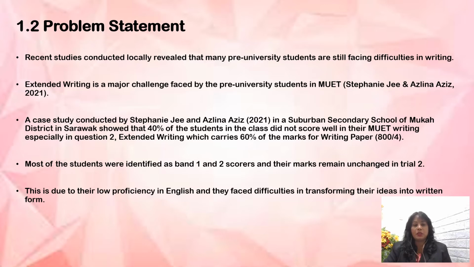A case study conducted by Stephanie G. and Azlina Aziz in a suburban secondary school of Muka district in Sarawak showed that 40% of the students in the class did not score well in their MUET writing, especially in question 2, extended writing, which carries 60% of the marks for the writing paper. Most of the students were identified as Band 1 and Band 2 scorers, and their marks remained unchanged in Trial 2. This is due to their low proficiency in English, and they face difficulties in transforming their ideas into written form.